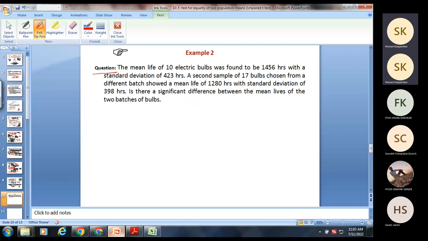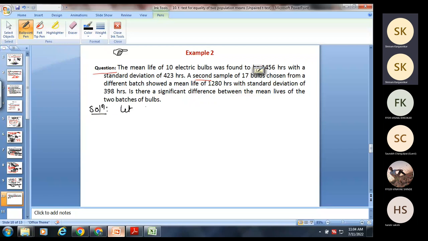Look at this question. The mean life of 10 electrical bulbs was found to be 1,456 hours with the standard deviation of this. A second sample of 17 bulbs, from different batches, showed a mean life of this, with standard deviation of 398 hours. Is there a significant difference between the mean life of the two batches of bulbs? Okay, so you have to carefully read the question.